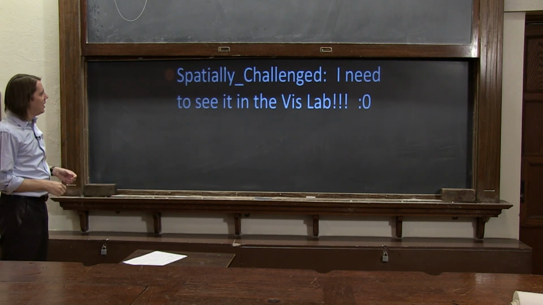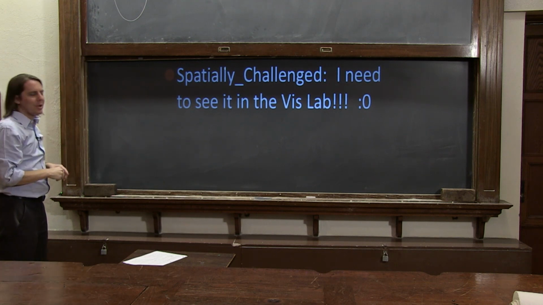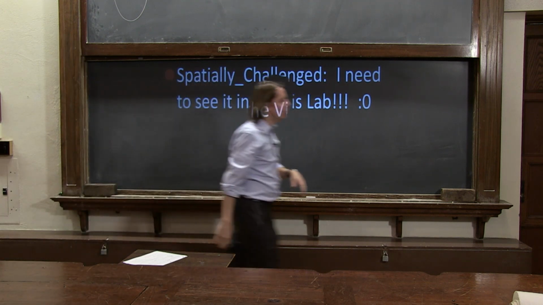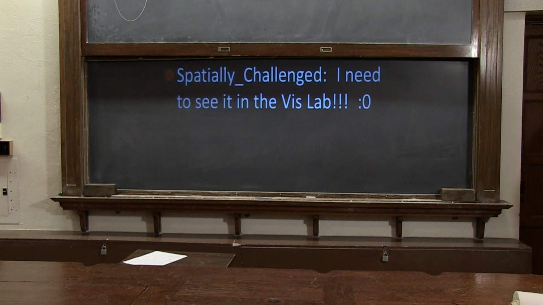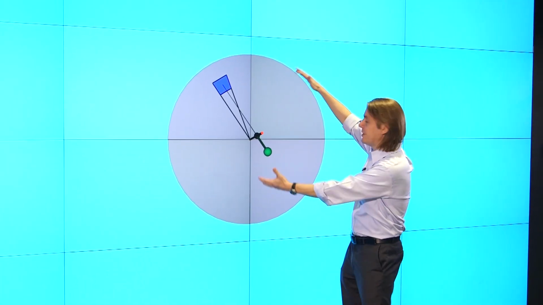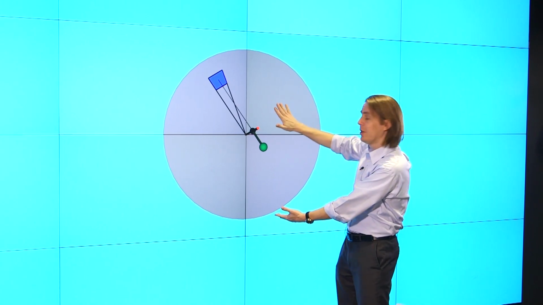Spatially challenged. I need to see it in the VisLab. Okay, so that was a very complicated drawing I did. Okay, let's go look at it in the VisLab. Make sure you get it. Okay, spatially challenged. Here is the charged disk in gray. We're looking straight onto it.